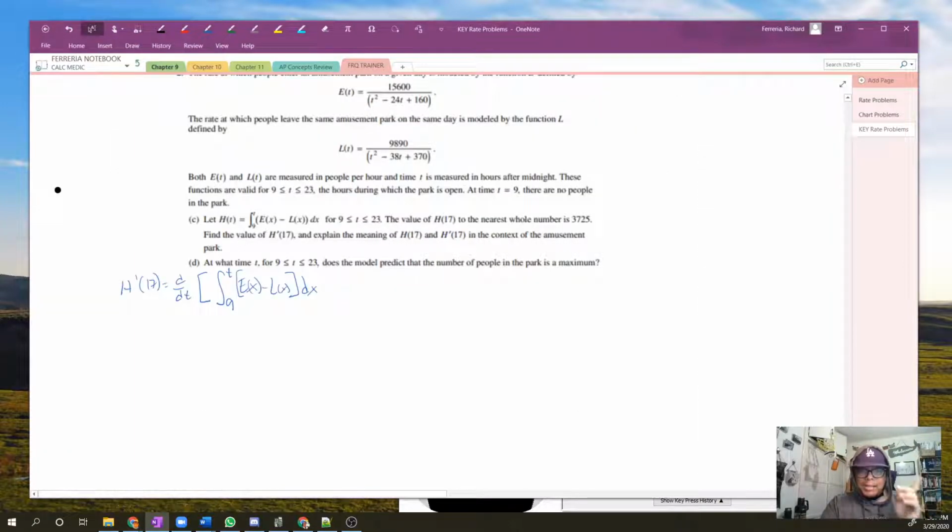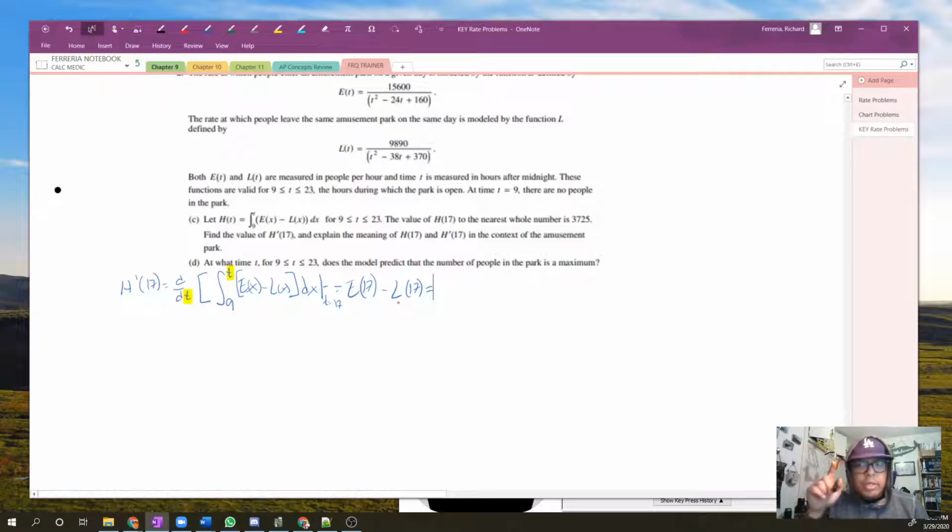You're being asked to take the derivative of an integral expression, and you notice that the variable for differentiation is the same as one of the variables, either the lower limit or the upper limit of your integral. So that tells us that this is a fundamental theorem of calculus problem. So the derivative is just E(t) minus L(t). Now we've got to evaluate this when t is equal to 17.